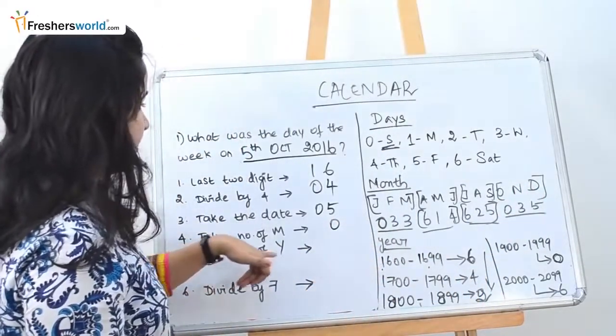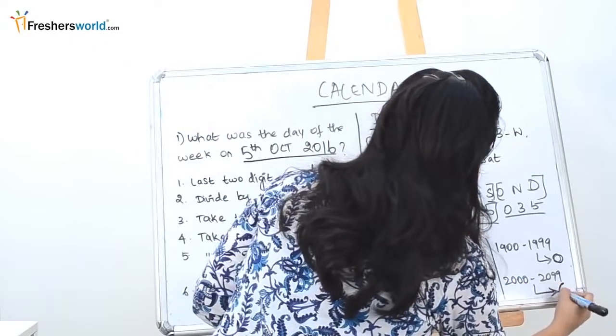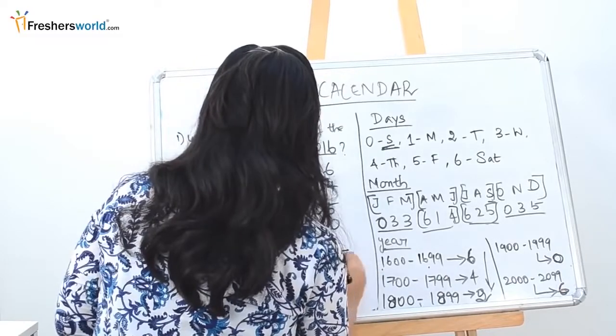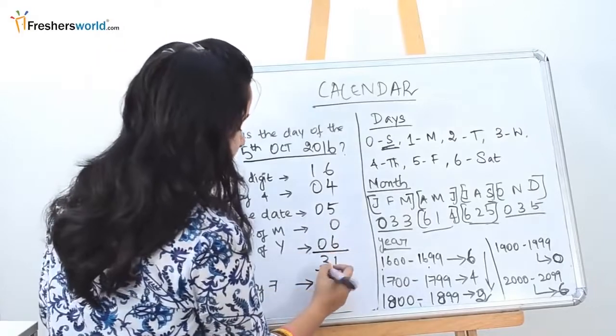Next, take the number of the year. The year is 2016, so 2000 to 2099 is 6. So we are taking 6 here. Now add all of these. If you add all these first 5 steps, you will get the value as 31.